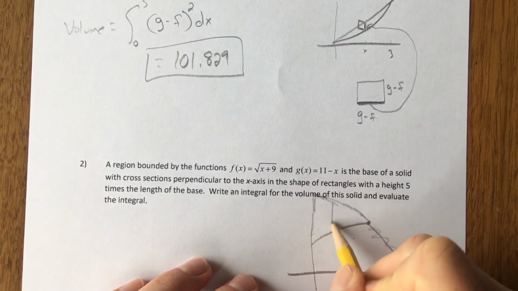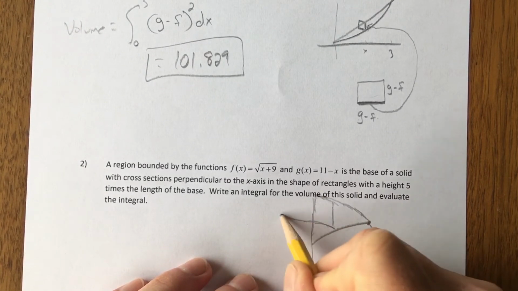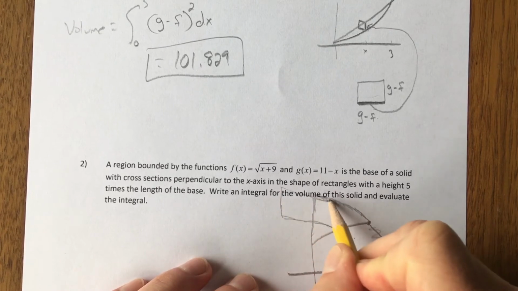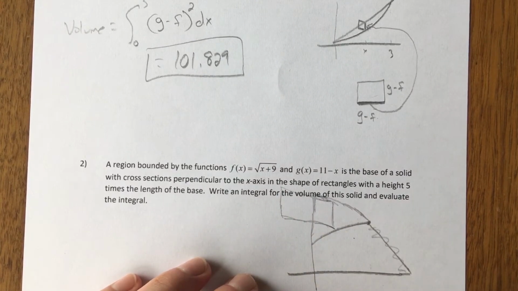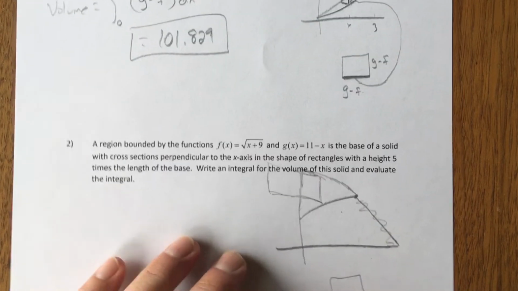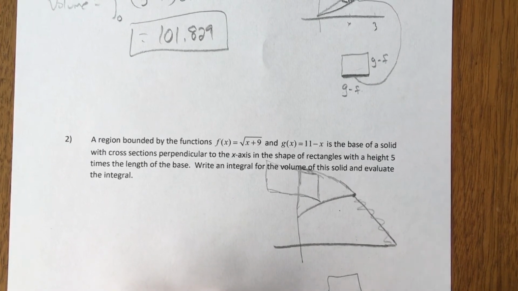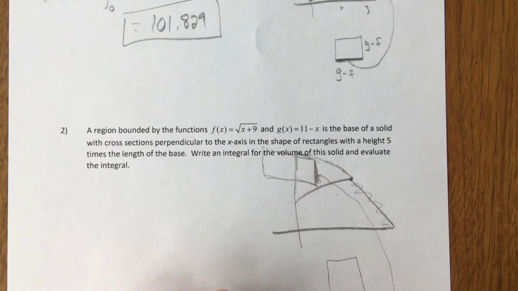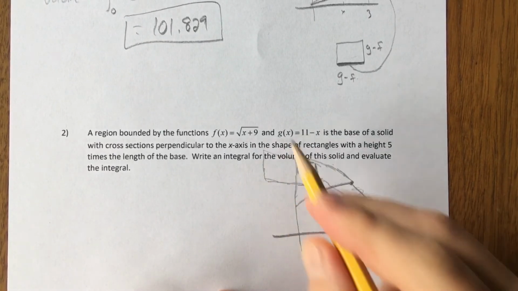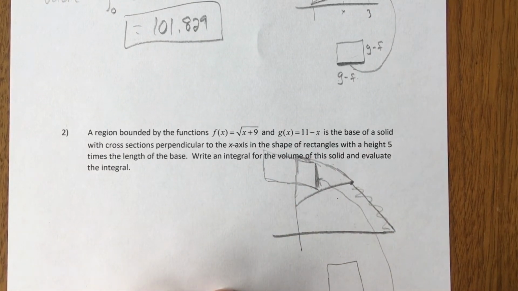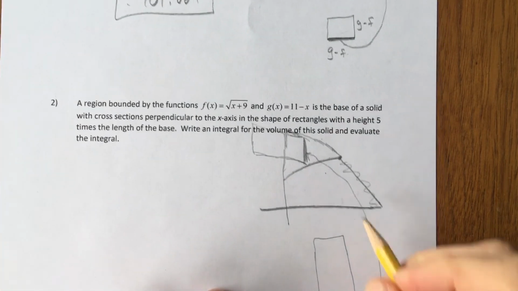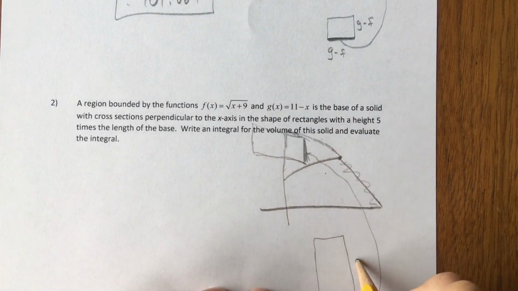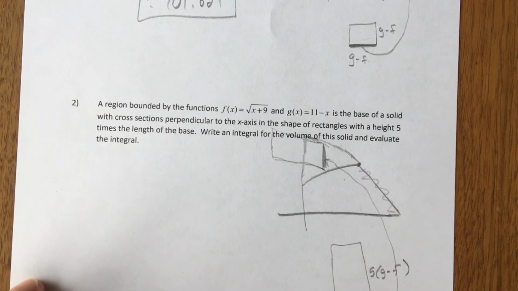If I were to take a cross section from that and pull it off here, again, this side is the same as that side right there, and that's going to be the top minus the bottom. Now again, g is the top and f is the bottom, so we'll have g minus f for that. And then the other side, we're told, is 5 times the length of that, so we're going to have 5 times g minus f for that.